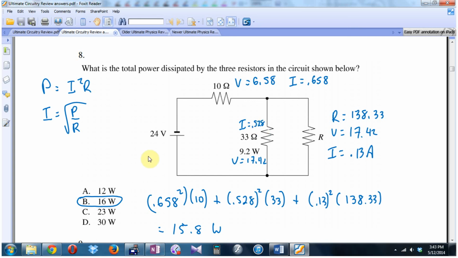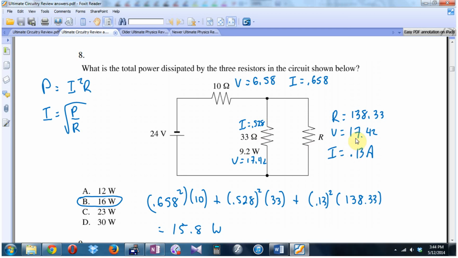So that gave me 0.528 amps. And that gave me the voltage right there of 17.42, because V equals I times R, or also V equals power divided by current. I had a couple options. Why was that nice? 24 volts, if that's 17.42, then that had to be 6.58. And that gave me the current there. And if from here to here was 17.42, then from here to here must be 17.42. And if the total current was 0.658 and 0.528 went through there, 0.13 went through there.